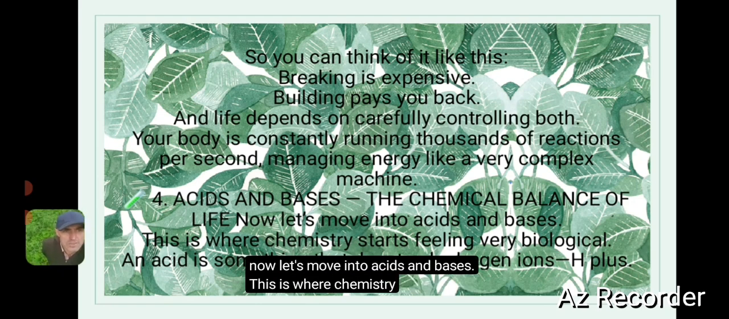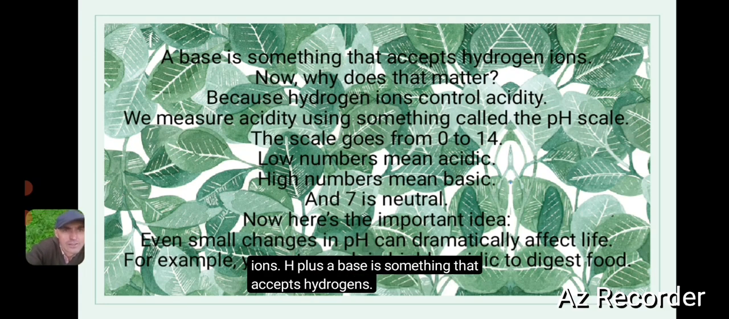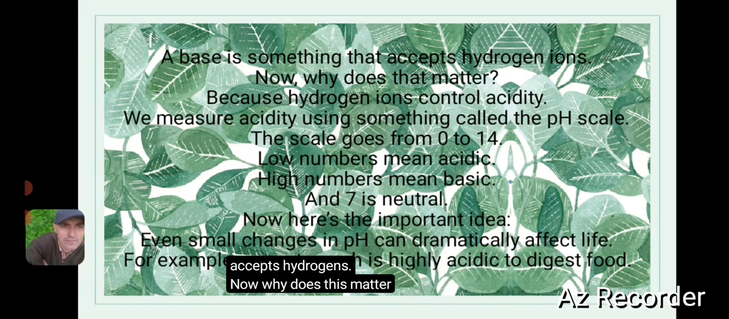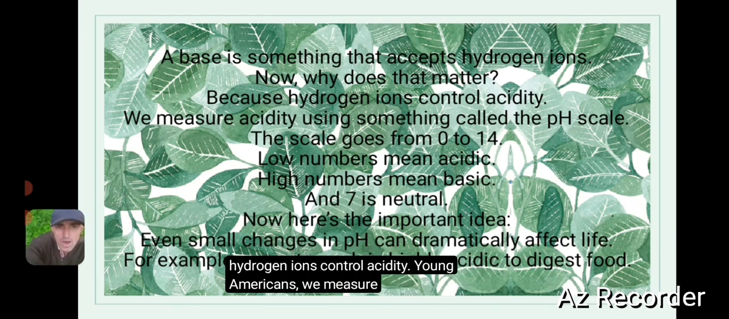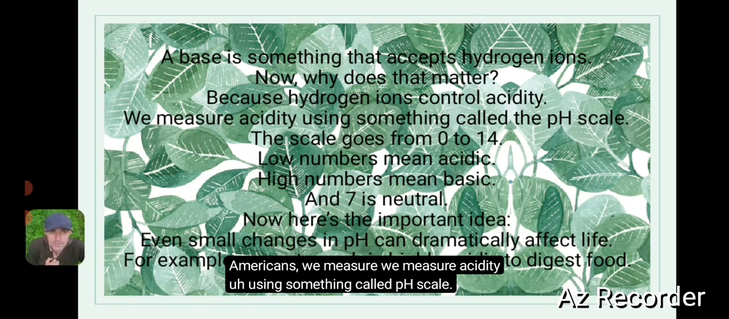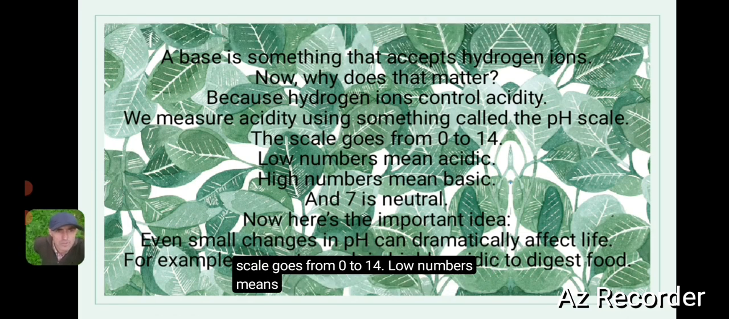This is where chemistry starts feeling very biological. An acid is something that donates hydrogen ions, H plus. A base is something that accepts hydrogen ions. Now, why does this matter? Because hydrogen ions control acidity, young Americans. We measure acidity using something called the pH scale. The scale goes from 0 to 14. Low numbers mean acidic, high numbers mean basic, and 7 is neutral.